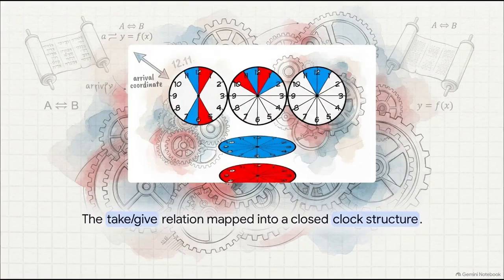So, how does this engine actually work? The author takes that Genesis take-and-give rule we just talked about and maps it onto a literal clock dial. You see those blue and red sections? They represent the 2 halves of that reciprocal rule. It's an intricate, closed-loop structure designed to pinpoint exact arrival coordinates, specifically targeting what's mapped out as blue 1 at dial 12.11. Basically, it's forcing the theology to act like a strict mathematical equation instead of just persuasive rhetoric.